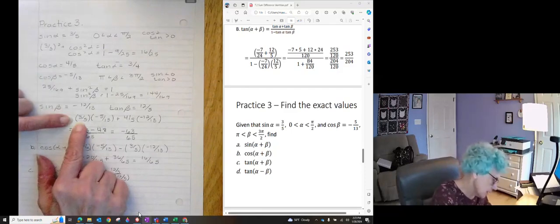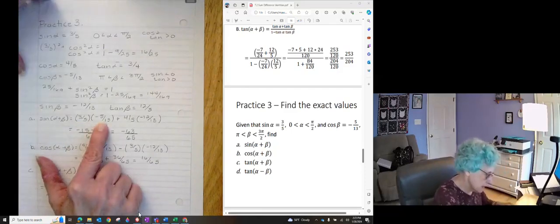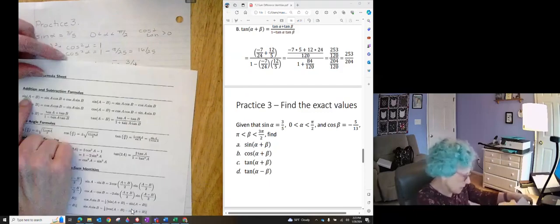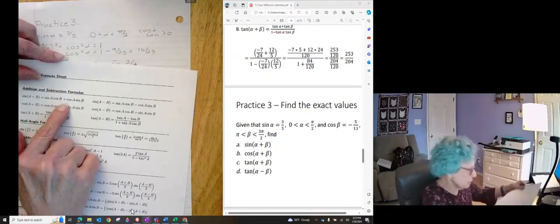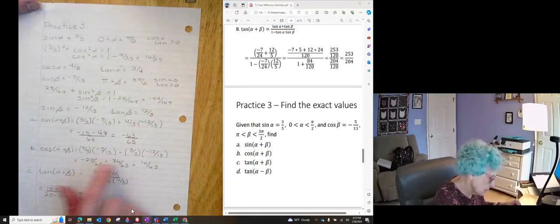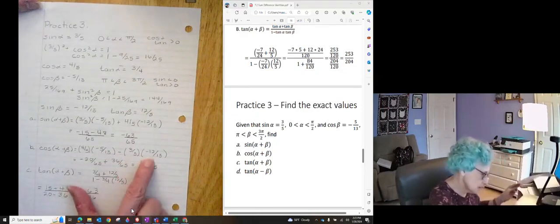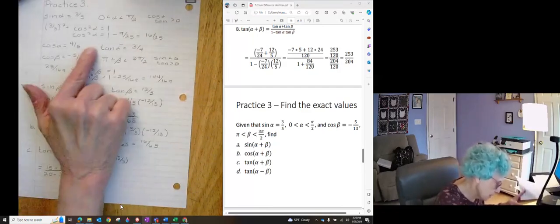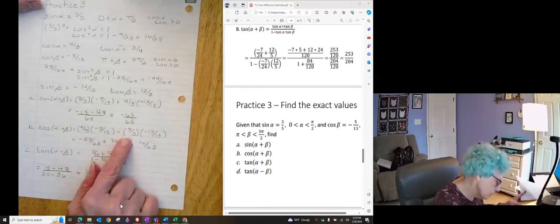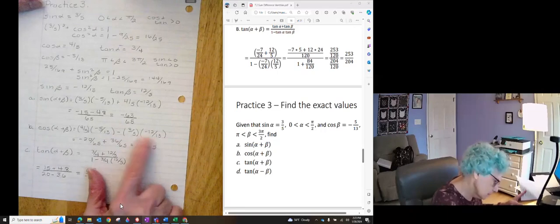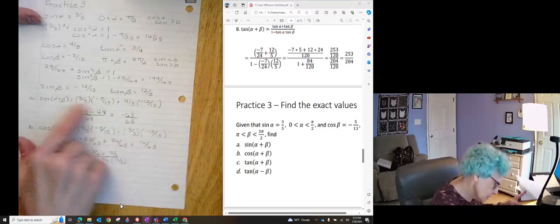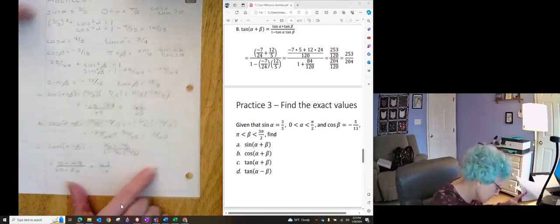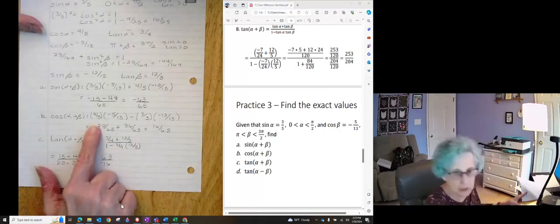So sine of alpha plus beta is sine of alpha times cosine of beta, and you get to use your formula sheet. So sine, cosine plus cosine, sine. So plus cosine of beta, sine of alpha. And let's see, cosine of alpha, sine of beta. Yes, there we go. Now I have it correct. And then we just did the arithmetic.